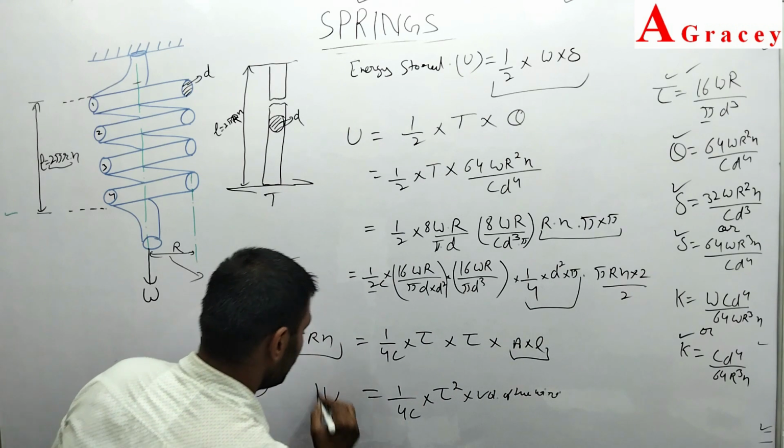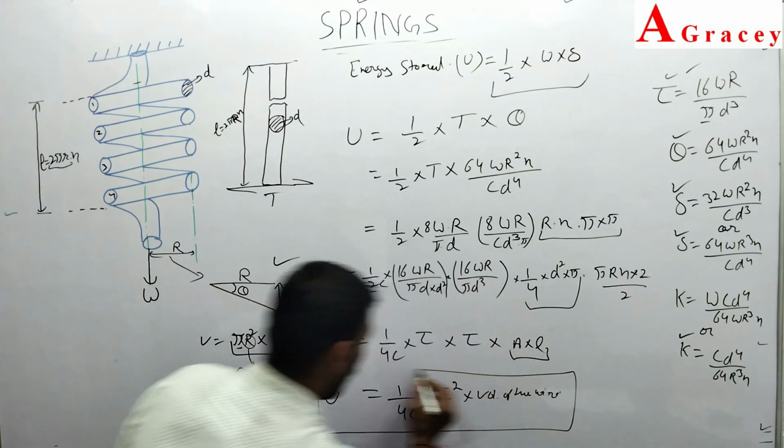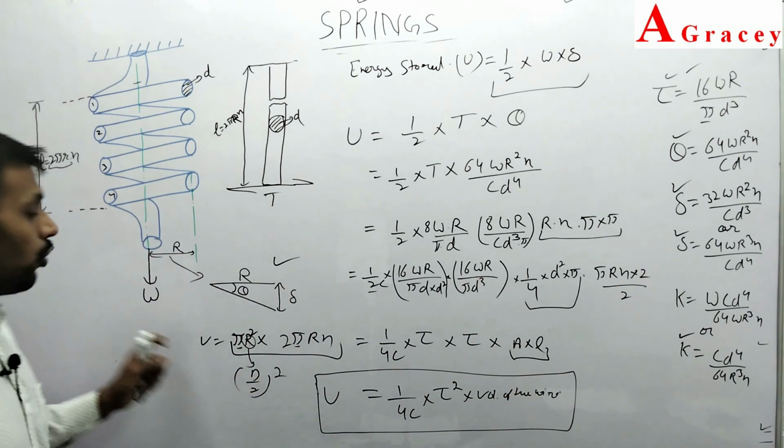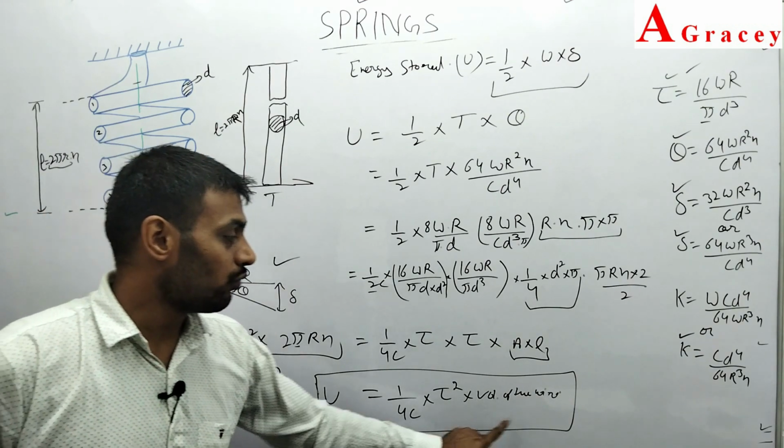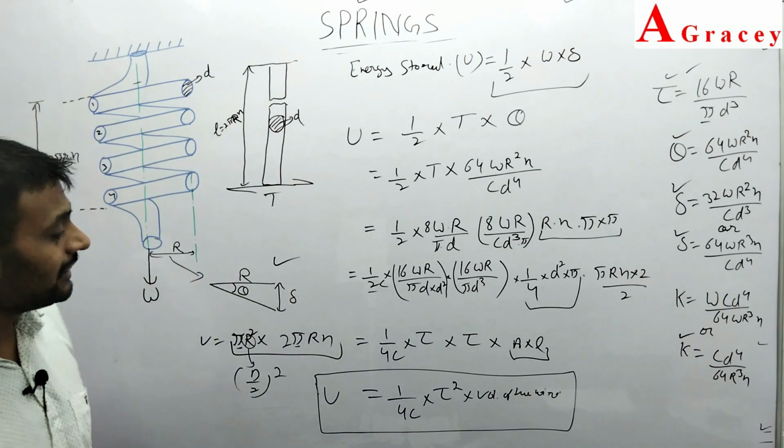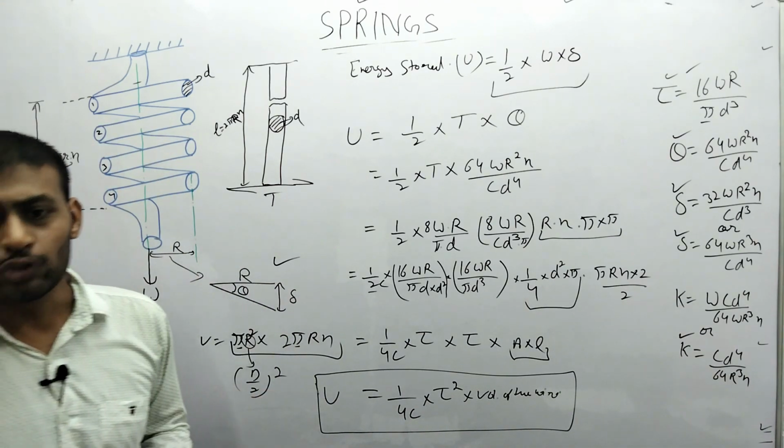So your U is the strain energy stored in the spring in the loading condition. You are representing here 1 by 4 C tau square into the volume of the wire. So student, this is your derivation for the closed coiled helical spring.